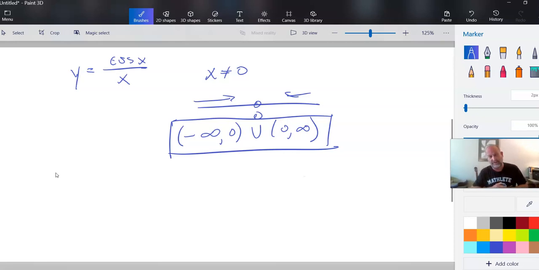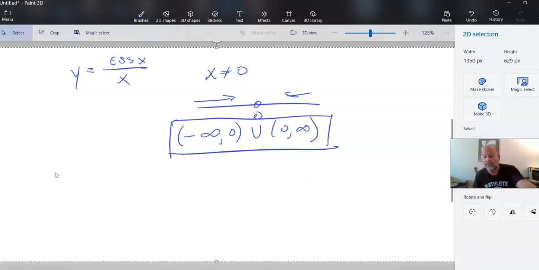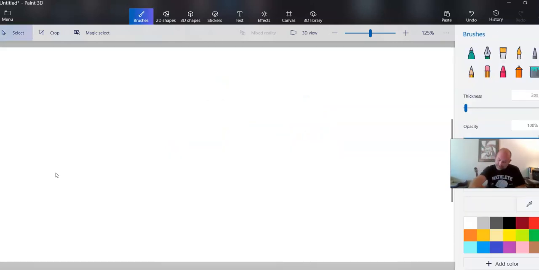Now, some of them you have to do some work. So let's take a look at one that we have to do a little work with. We'll take a look at it first. Let's see, y is equal to tangent of pi times x over 2. Now, we don't have any denominators here, right? So that seems to cause some issues.